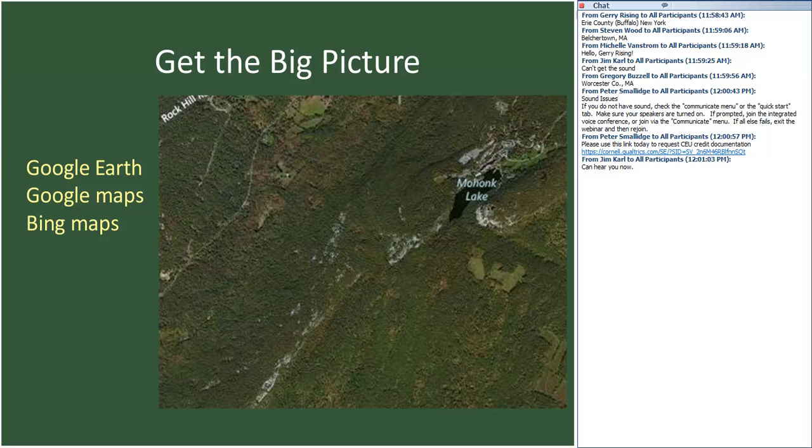These days we have a number of excellent tools available to us to help us get the big picture. They're free and available online. Google Earth is something that you can download to your computer and get excellent images these days, and take a look at your property and see what's around it and what's happening. Google Maps, you don't even have to download anything. You can go there and get aerial images. The same with Bing Maps. And so these are excellent tools that can help us take a look at what's happening around us.